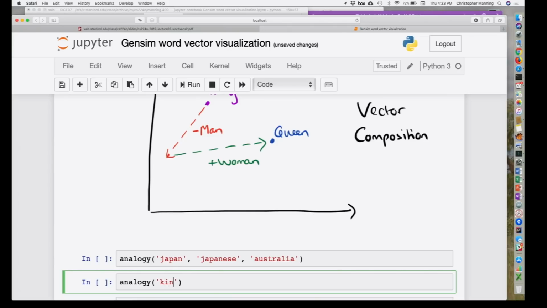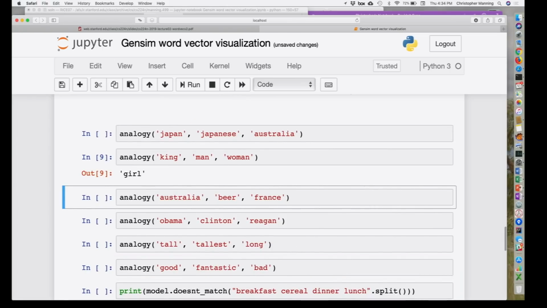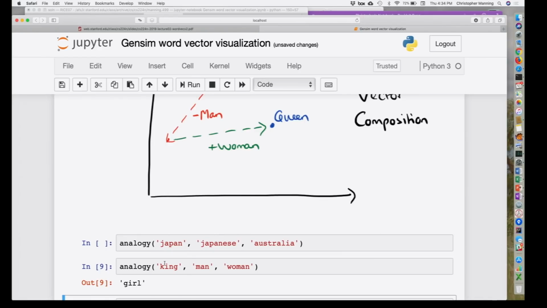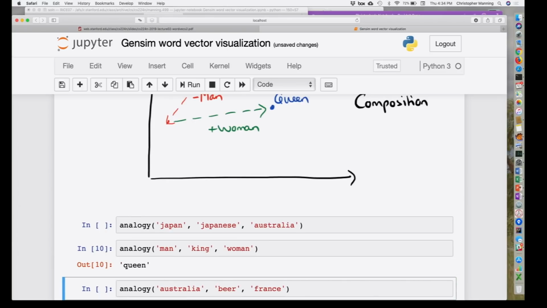King, man, woman. No? Wait, I have to reverse king and man. Sorry. Whoops, okay, I can't even do it well live. Man, king. Okay, yeah, that's right, sorry. It should be man is to king as woman is to something. I was getting my order of components wrong.